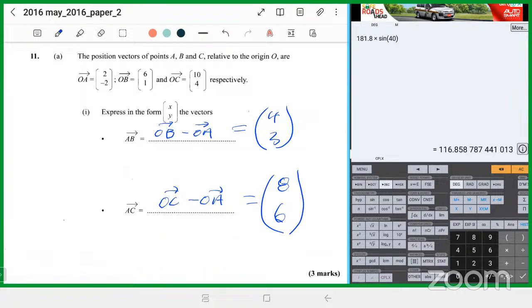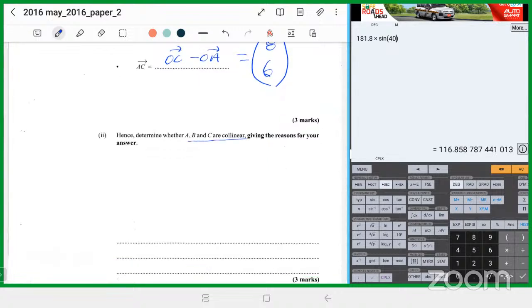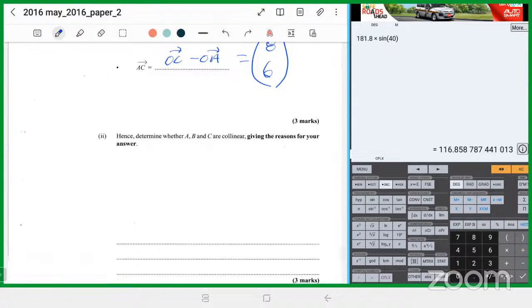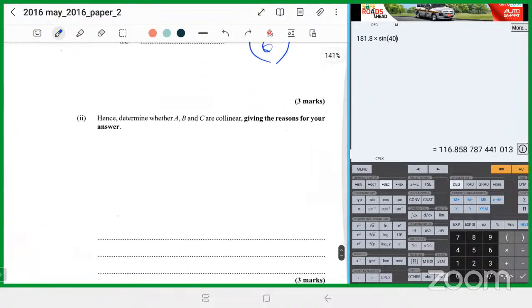Let's see if they ask anything about that. See? They said, hence determine whether they are collinear. Give a reason. Yes. The big one is clearly 2 times the small one. This is 8,6 and this is 4,3. I'm going to write that. Do mathematics the easy way. AC, the big one, is 2 times the small one. So the two conditions for collinearity, you have to write them. One, AC is parallel to AB.